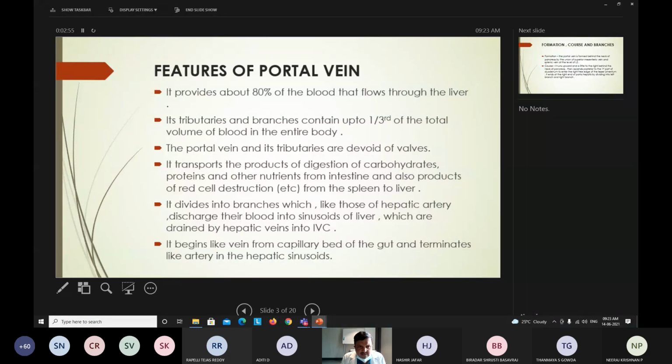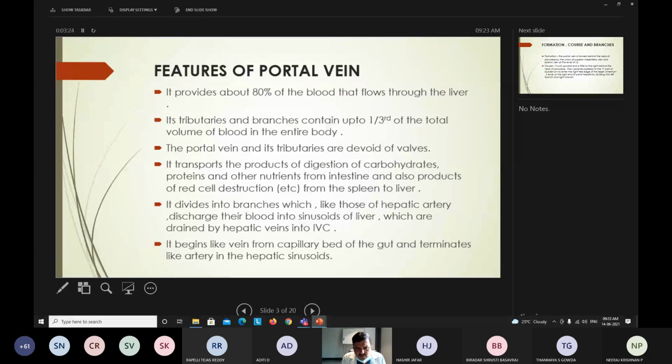Understand? Its tributaries and branches contain up to 1/3 of the total volume of blood in the entire body. Tributaries means branches, the minor branches. Tributaries and the main stem of the portal vein contain up to 1/3 of the total volume of blood in the entire body.